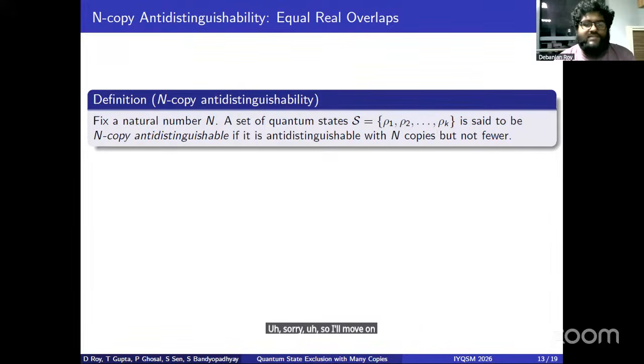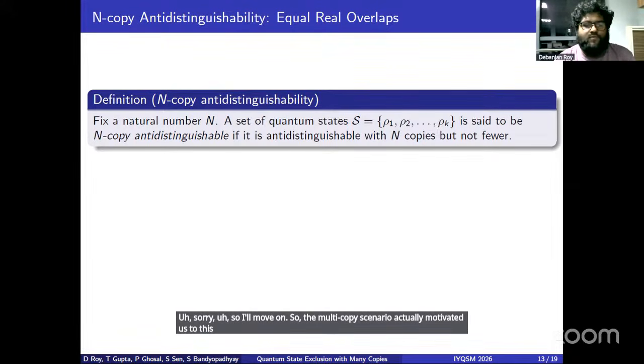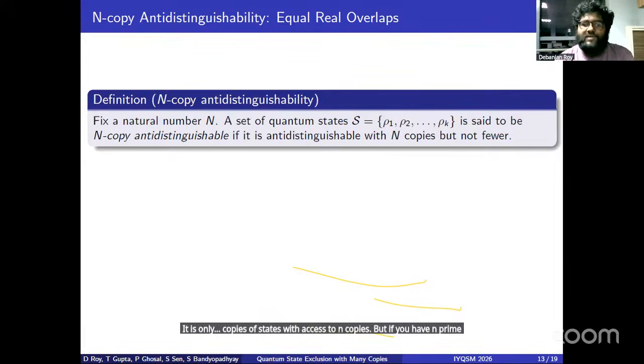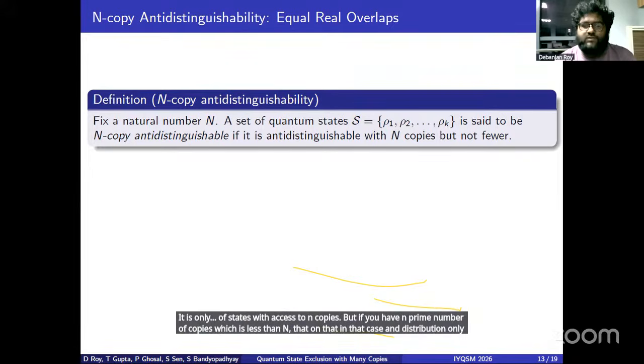The multi-copy scenario motivated us to this definition: for a positive integer n, a set of quantum states is n-copy anti-distinguishable if it is anti-distinguishable with access to n copies, but if we have n prime copies, which is less than n, then state exclusion is not possible.